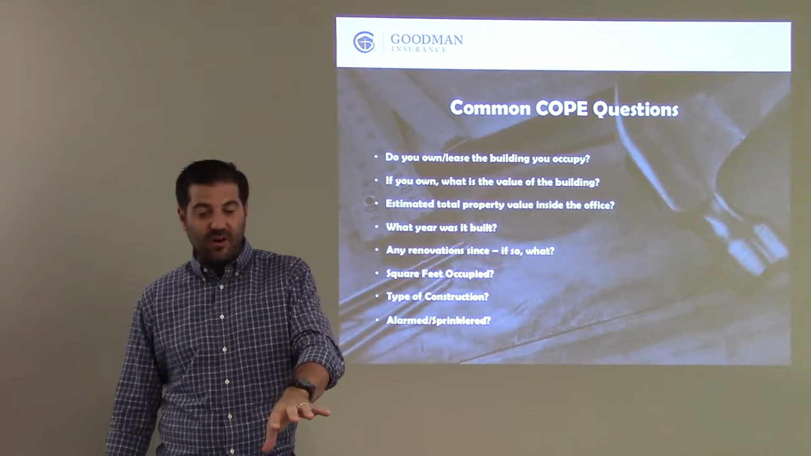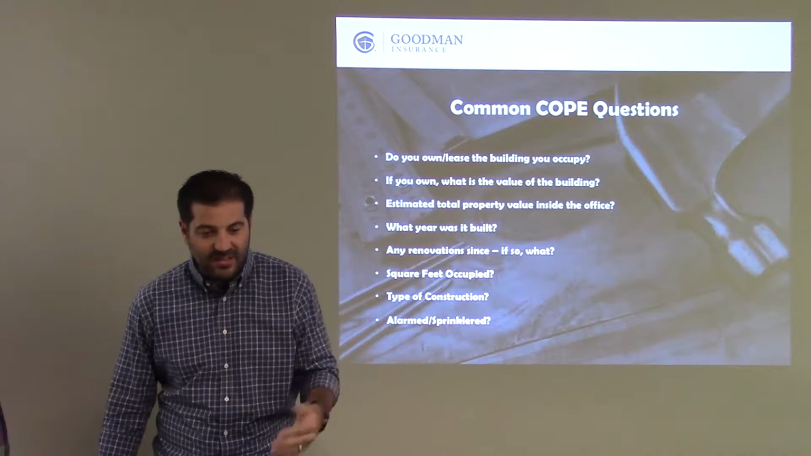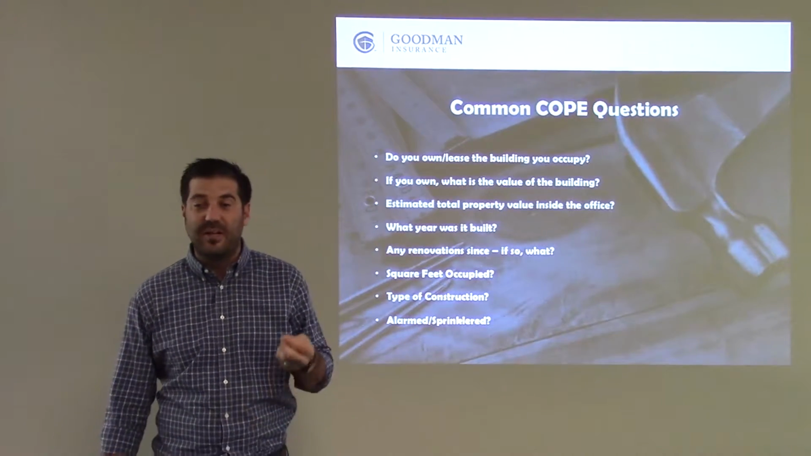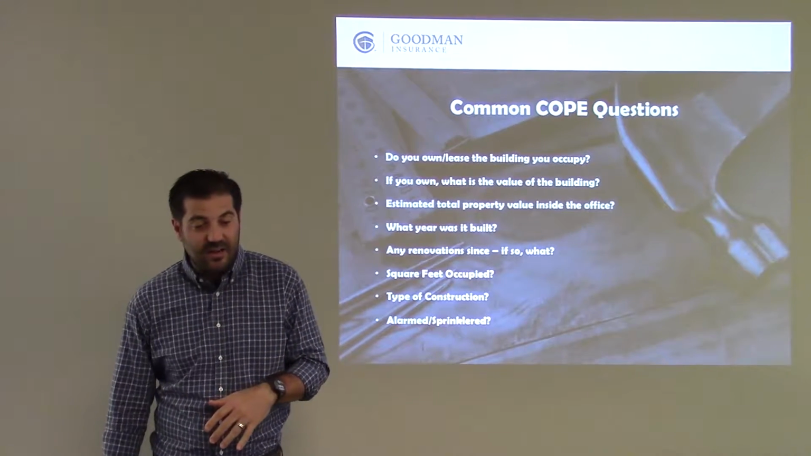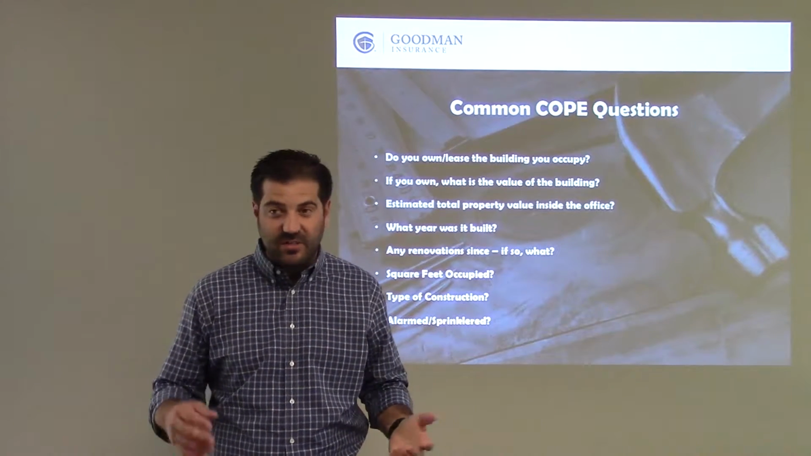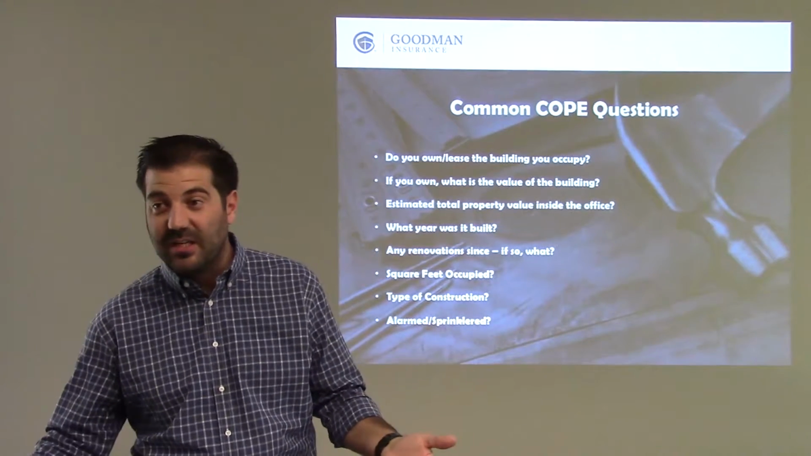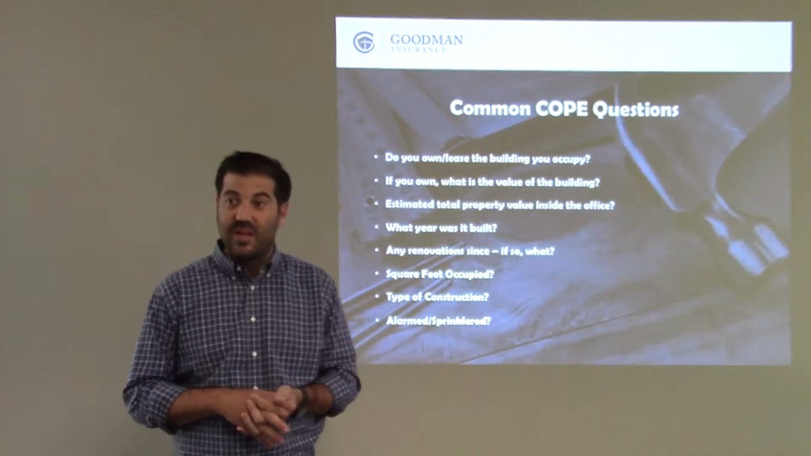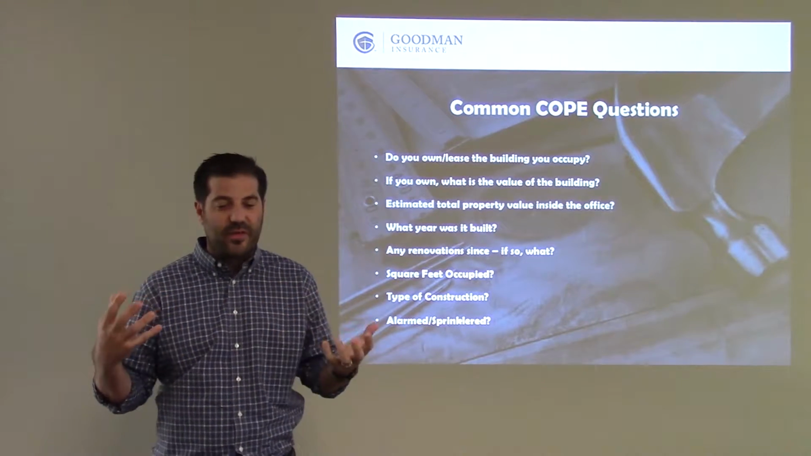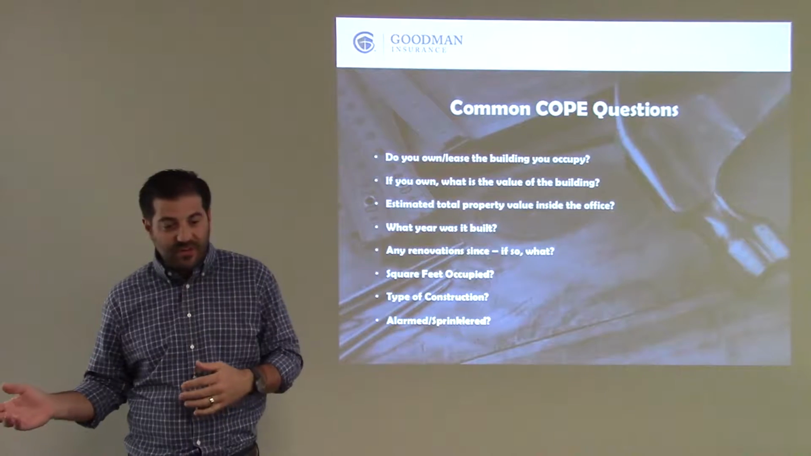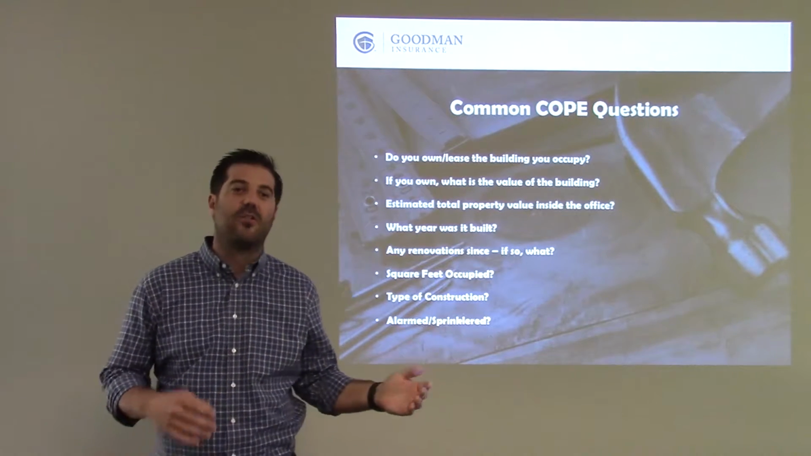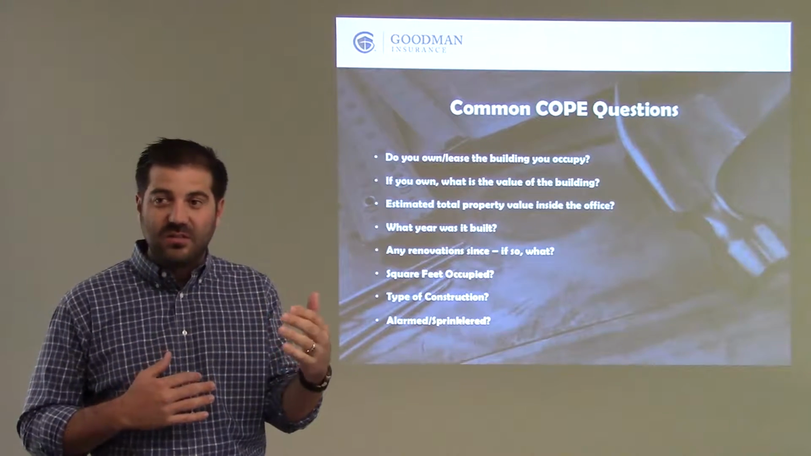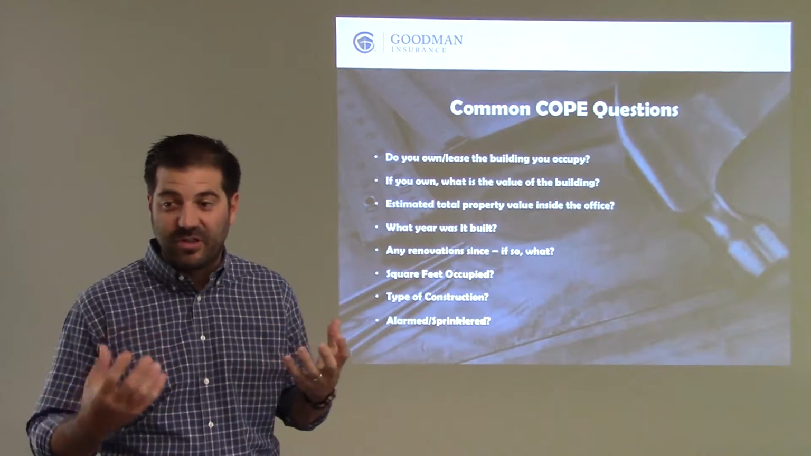If you go through here, there's a bunch of the COPE questions that we ask: do you own or lease the building? If you own, what's the value of the building, the estimated total property value inside? What year was it built? Any renovations since? If it was built in the 1920s, has the electrical wiring been updated? Things like that. Same with the plumbing. Are the pipings eroded? That's why they're asking these questions. What square feet do you occupy? The type of construction, is it alarmed, sprinklered? Things like that are these type of more detailed COPE questions that the underwriters are going to be curious about.